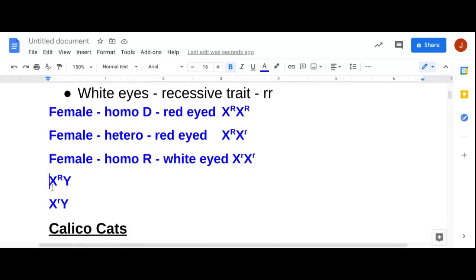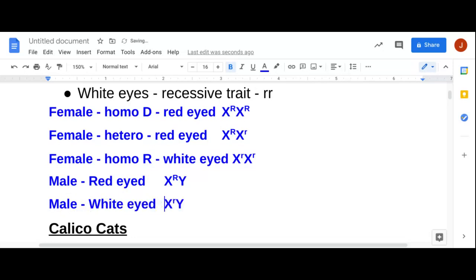Now I have males. Males can either be red-eyed or white-eyed. So this male I know has white eyes because it's a little r. And the one above has a big R, so I know that is a red-eyed male.